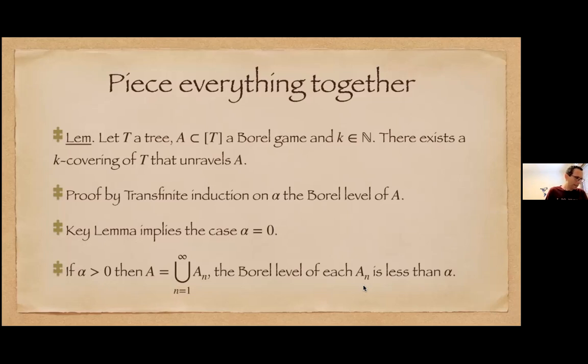Now, the key lemma already implies the case where alpha equals 0. So if the winning set is closed, then the key lemma tells us that it is unraveled, and the same covering that unravels a closed set also unravels its complement. So this is also the case when the winning set is open.